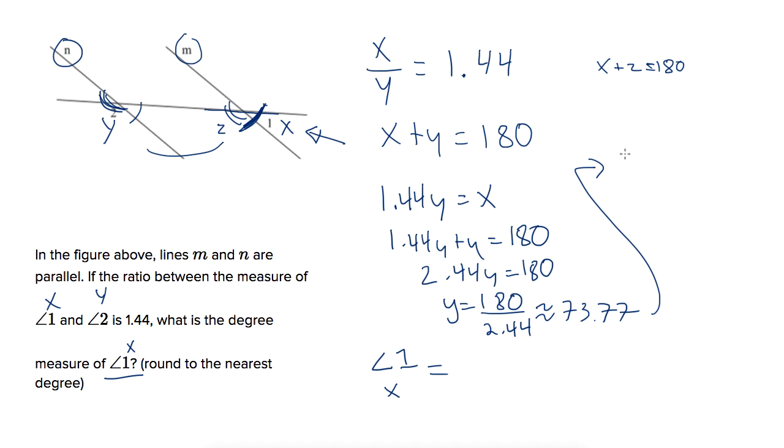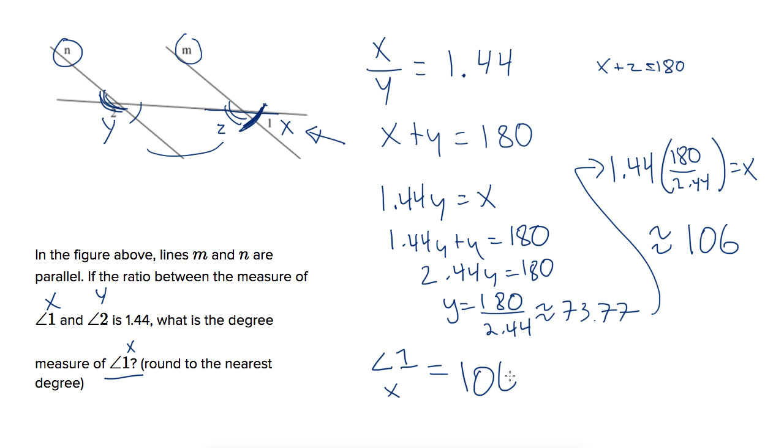So I could actually say 1.44 times 180 over 2.44 equals X. And then what I end up getting is about 106. It's like 106.2, but we're rounding to the nearest degree, so we're going to get 106.